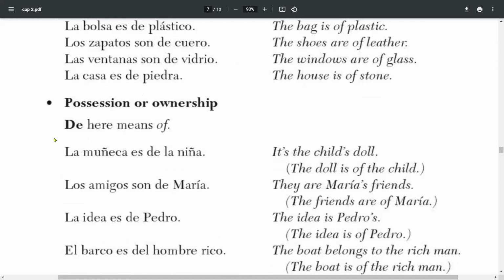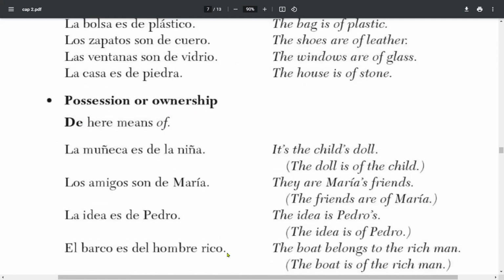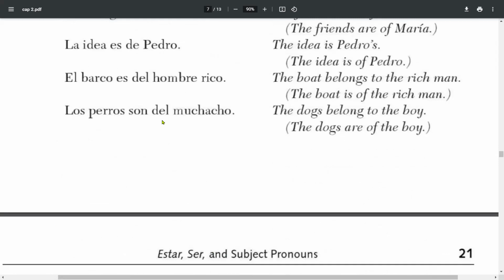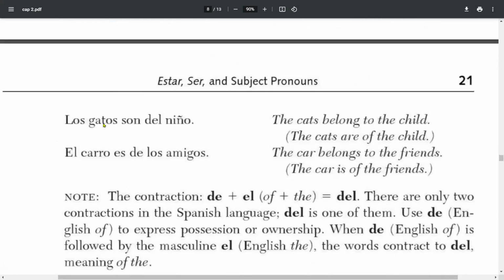Possession or ownership. De means of here again. La muñeca es de la niña. Los amigos son de María. La idea es de Pedro. El barco es del hombre rico. Los perros son del muchacho. Los gatos son del niño. El carro es de los amigos.